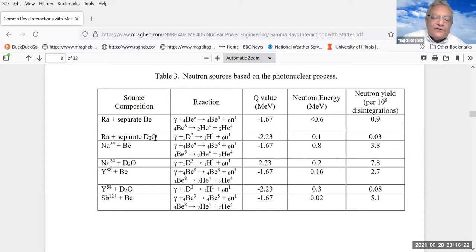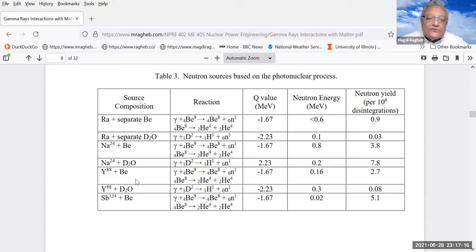Or you can have radium with a separate heavy water. The isotope of deuterium in that case interacts with the gamma photon from the emission of gamma rays from the radium isotope, and you produce an ion of hydrogen, and neutrons are generated. You can mix beryllium with sodium-24. Sodium-24, as we said, emits very powerful gamma rays. The gamma rays can interact with the beryllium and produce basically that disintegration or fission of the beryllium into two alpha particles. The gamma rays also from sodium-24 can interact with deuterium, heavy water, D2O. This is like H2O, but the H replaced by D, so that's what we are going to call the heavy water. The gamma photon interacts with the deuterium, producing hydrogen plus a neutron.